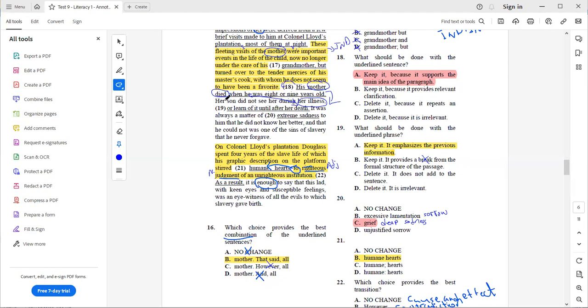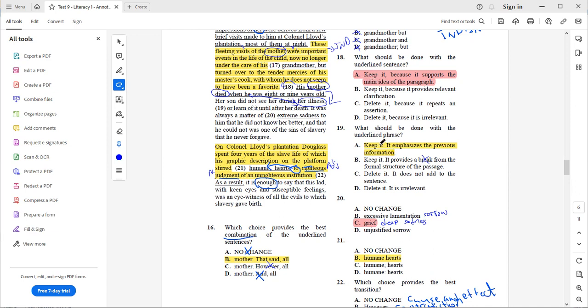Her son did not see her during her illness or learn of it until after her death. Okay, I think he's still talking about the death of the mother. And here he said, or learn of it until after her death. So you're going to delete it or keep it? Keep. Okay, so keep it.